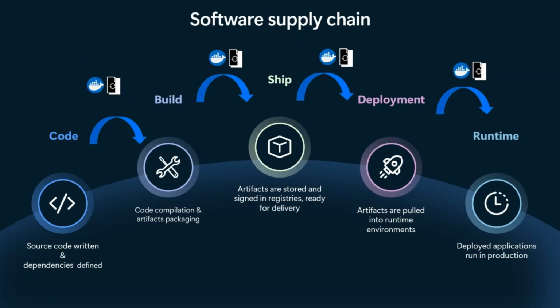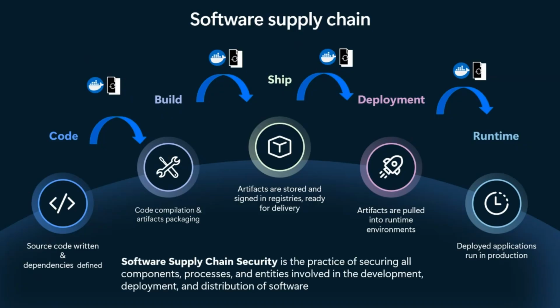Quite complex. And each of these phases is a potential point of failure or compromise. A vulnerability in one package or a misconfigured IaC script can ripple across your entire environment. This led organizations to invest heavily in software supply chain security, which is the practice of securing all components, processes, and entities involved in the development, deployment, and distribution of software.